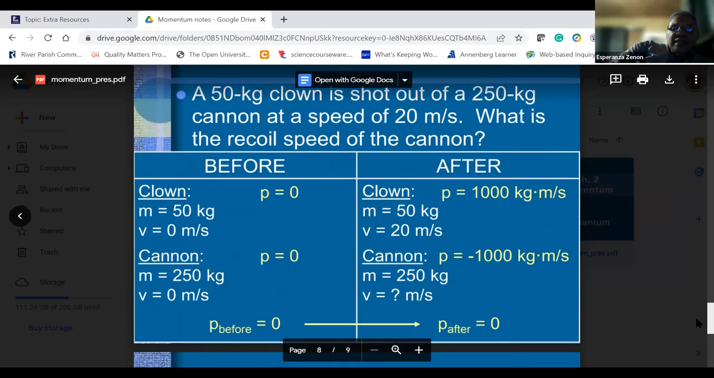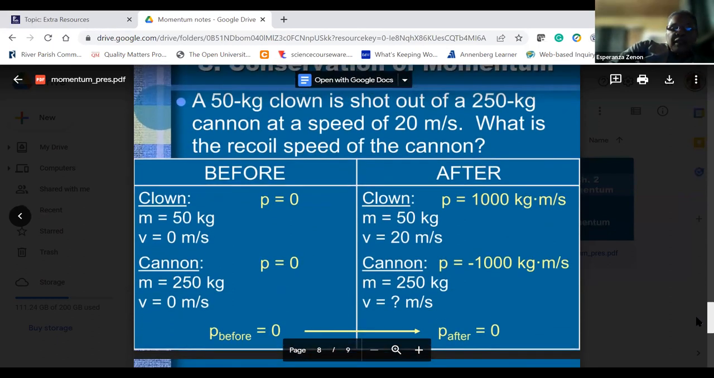So here's another example of momentum conservation. It says, a 50 kilogram clown is shot out of a 250 kilogram cannon at a speed of 20 meters per second. What is the recoil speed of the cannon? That word recoil is very important, because it's implying for us that the cannon is going to move backwards after it is fired. That's why they want to know the recoil speed. How fast is it going to jerk back or kick back?